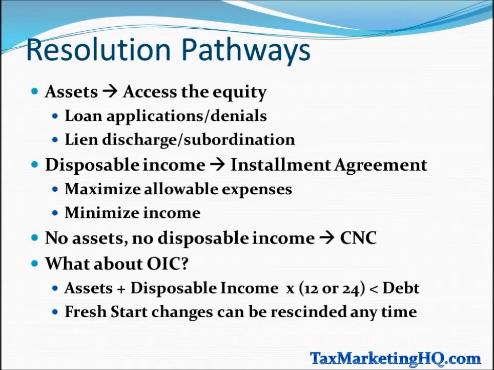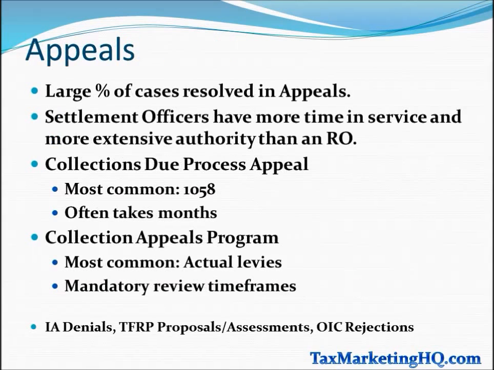So if there's assets that we can tap for equity, then there's some things that we've got to do to satisfy the IRS that we attempted to tap into that equity. If there's disposable income that can feed an installment agreement, then we're going to look at maximizing the allowable expenses and minimizing income for our client legally so that we can get the smallest possible installment agreement payment. We may be looking at an offer in compromise or currently not collectible status if the taxpayer is eligible.